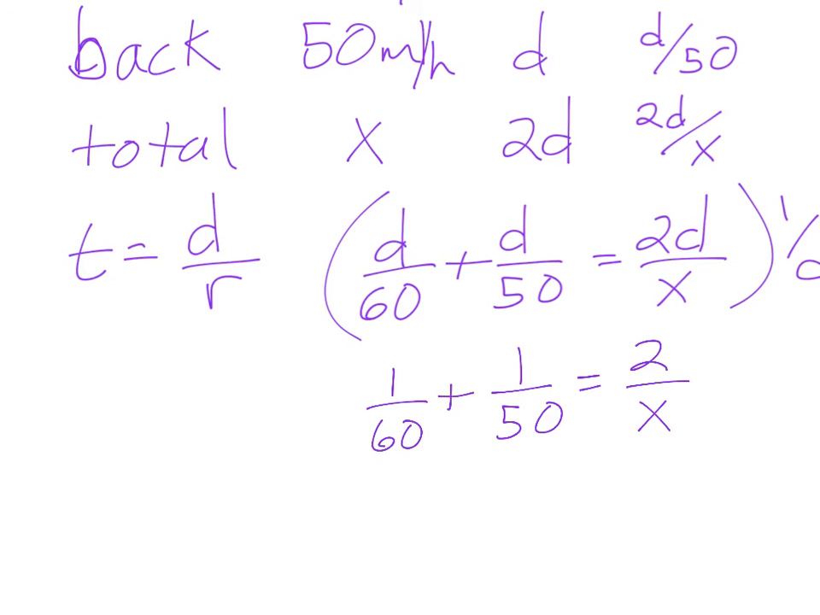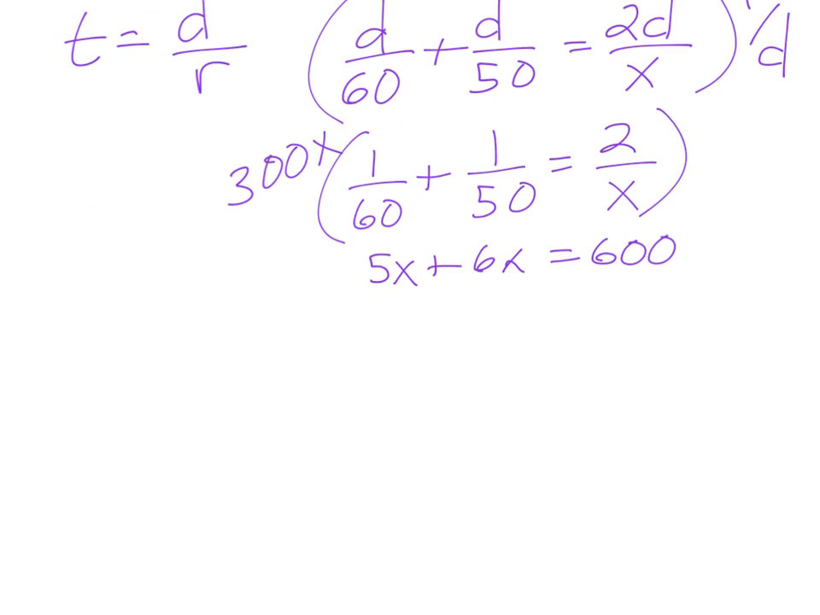Now I'm going to multiply through by a common multiple. We've got 60 times 5, because I'm going to have a 6, a 5, and a 10, is 300, and plus the x. So 300x. When I divide 300x by 60, I get 5x. When I divide 300x by 50, I get 6x. And when I multiply it by the 2 over x, the x's cross out. I'm left with 2 times 300, which is 600.